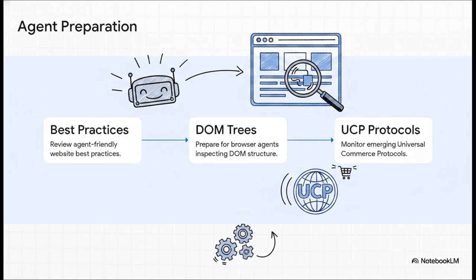Start by reviewing agent-friendly website best practices. Ensure your site's DOM structure, which is essentially the underlying code map of your page, is super clean, because that's exactly what these browser agents will be inspecting. Also, keep an eye on emerging standards like the Universal Commerce Protocol, or UCP. Eventually, that protocol will allow search agents to execute complex purchases directly on your site.